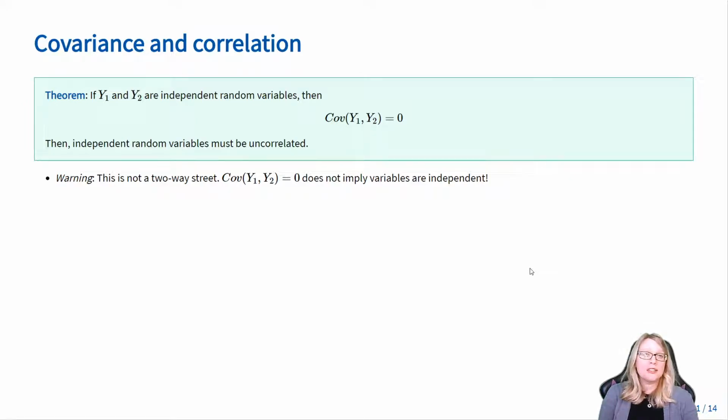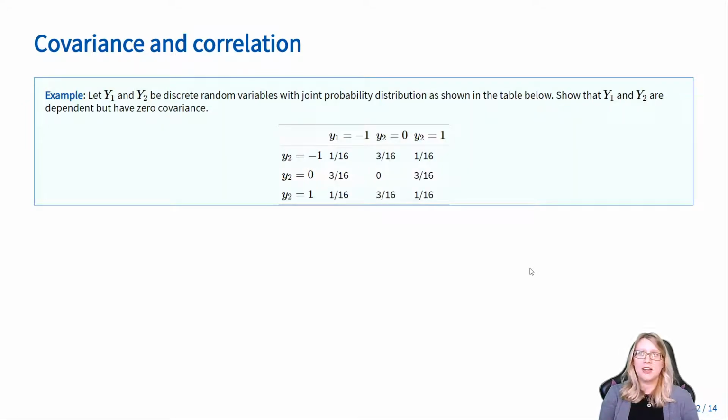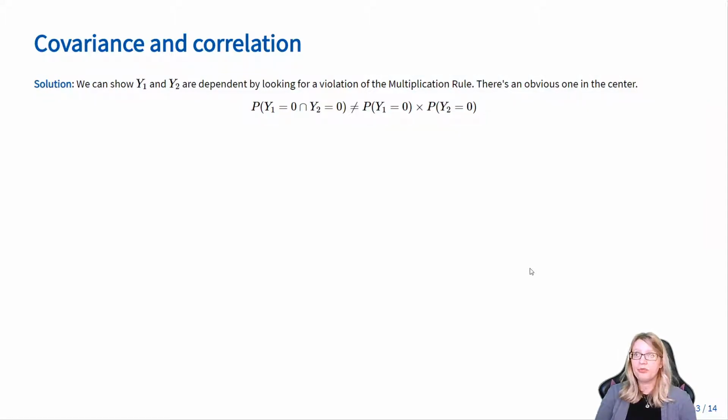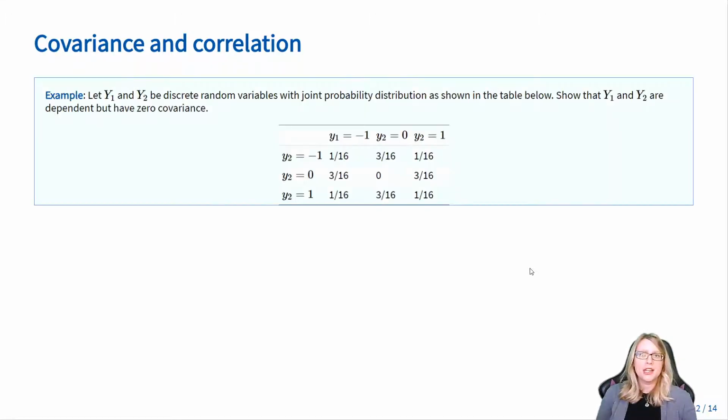To see why this doesn't work in both directions, let's take a look at an example. Let's let y1 and y2 be two discrete random variables with joint probability distribution as shown in the table below. Now let's show that these are dependent variables but have 0 covariance. Well, how do we show dependence? Well, we can look for a violation of the multiplication rule. There's a fairly obvious one in the center of this.